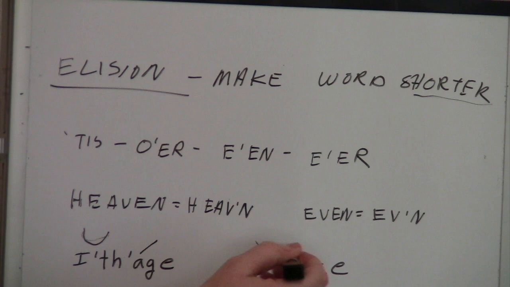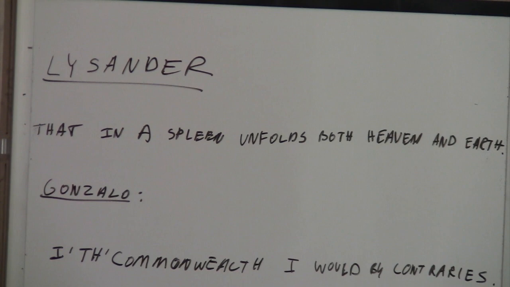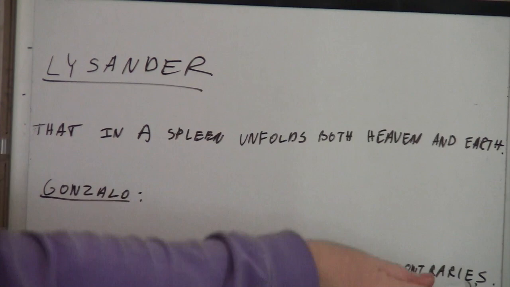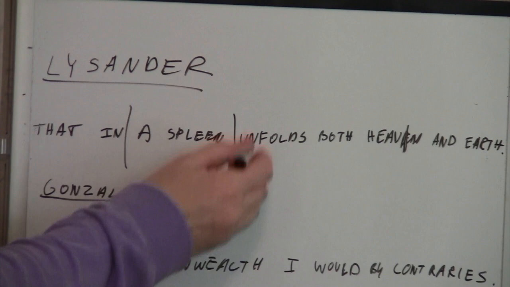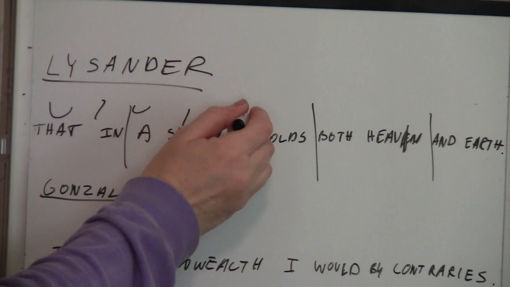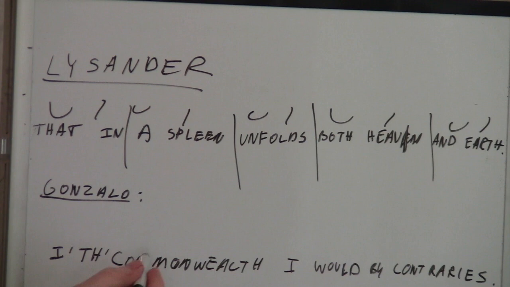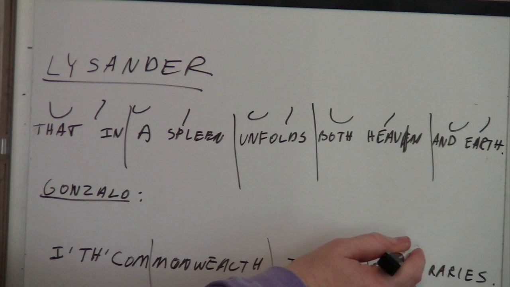Here we have two verse lines. That in a spleen unfolds both heaven and earth. Does not work. So you know, I'm going to make that one syllable. That in a spleen unfolds both heaven and earth.